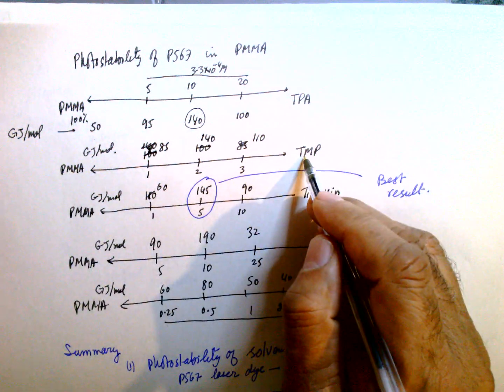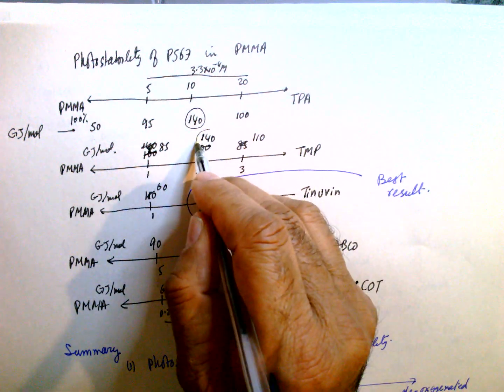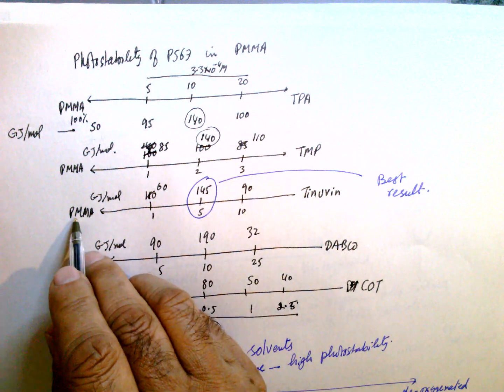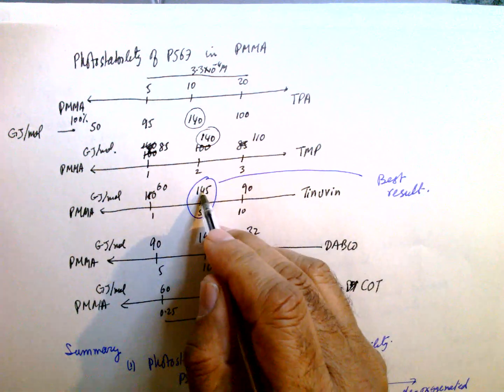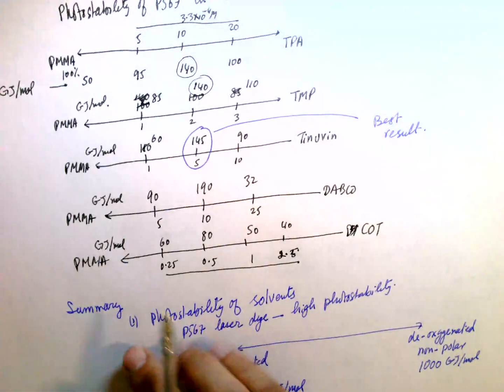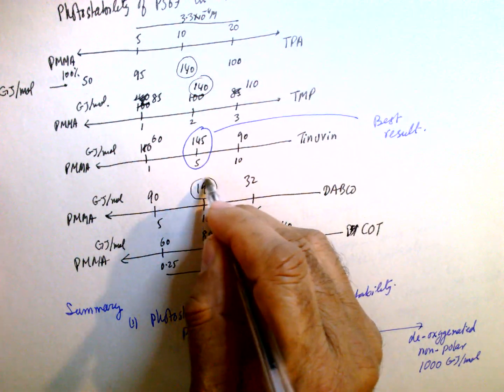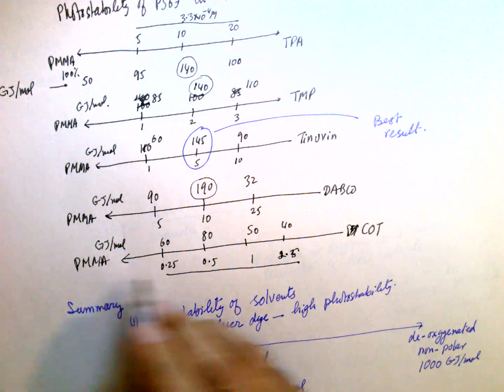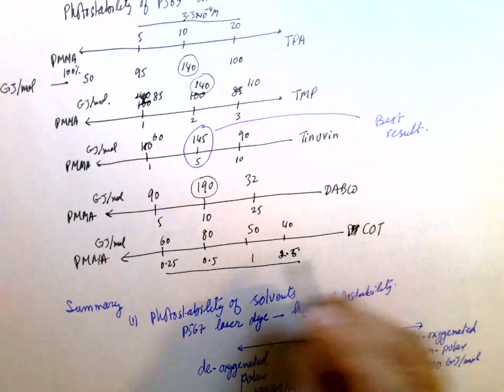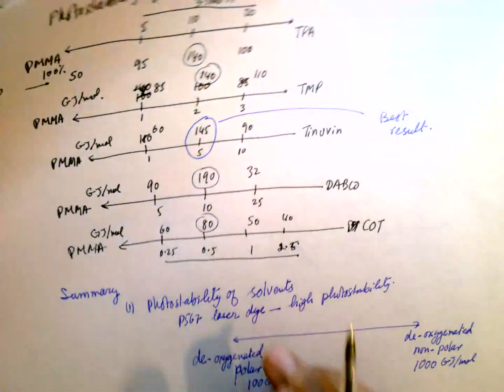PMMA and TMP, so this is the good result, 140. So PMMA in toluene, 145, good result. Then PMMA in DABCO, 190, which is a good result. So PMMA in COT, this is 80, this is also a good result.